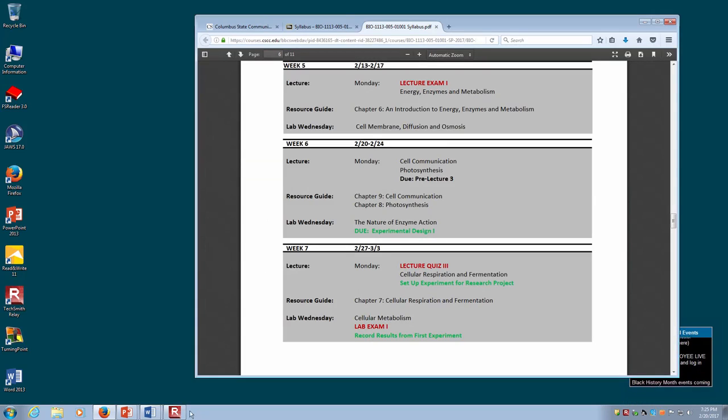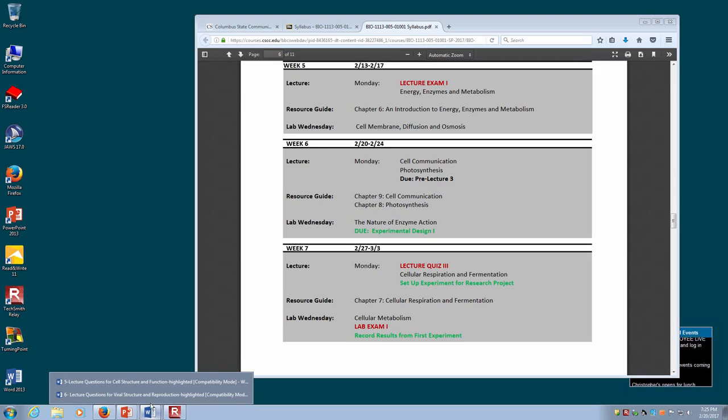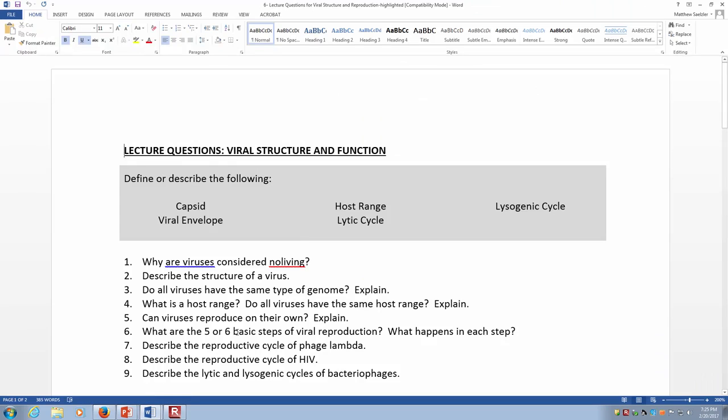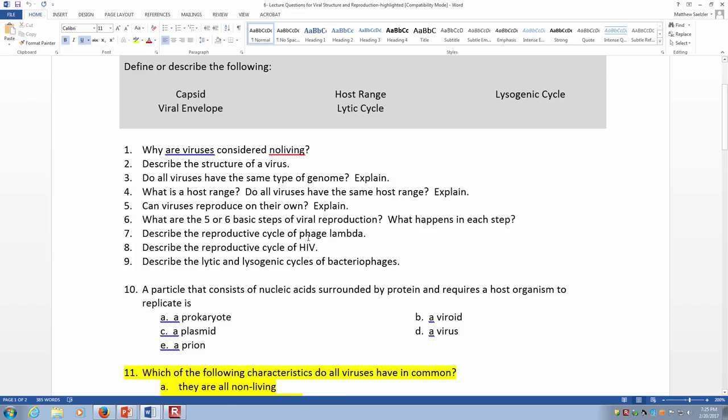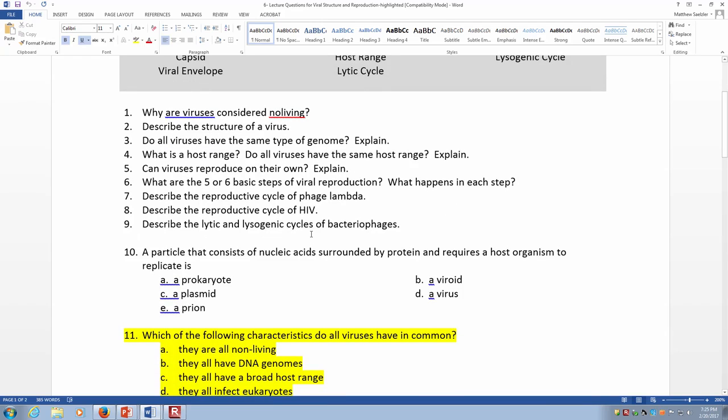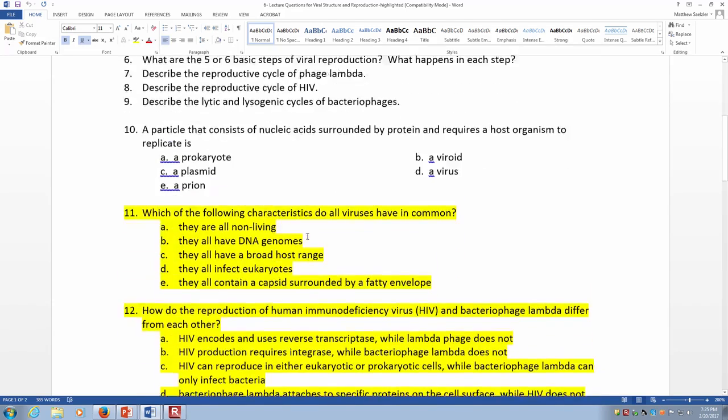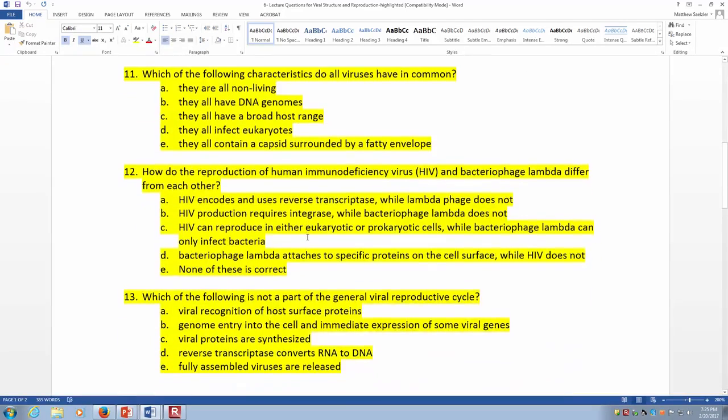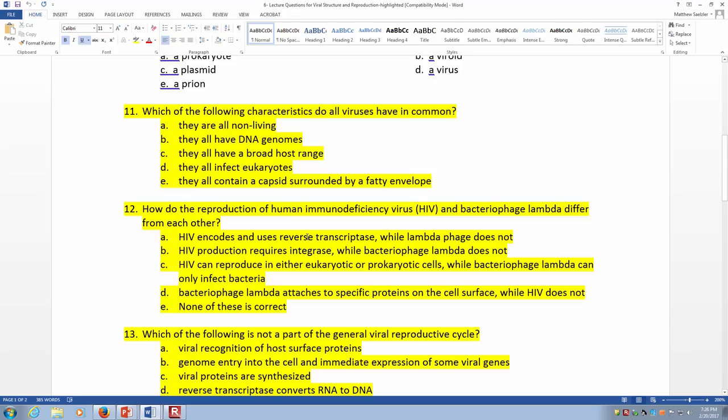So then the next set of questions we have to go through are the viral structure and reproduction. There's not a very long list of questions. So the first one, number 11, which of the following characteristics do all viruses have in common? Right, A, they're all non-living.